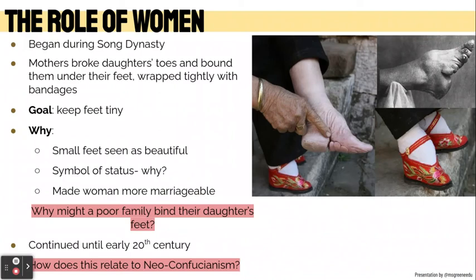And again, this relates to Neo-Confucianism because this is a revival of Confucianism, and along with that, submission of women. And just the practice itself is submissive because the women can barely walk. So they're not going anywhere. They have to obey what is told to them if they have this done.